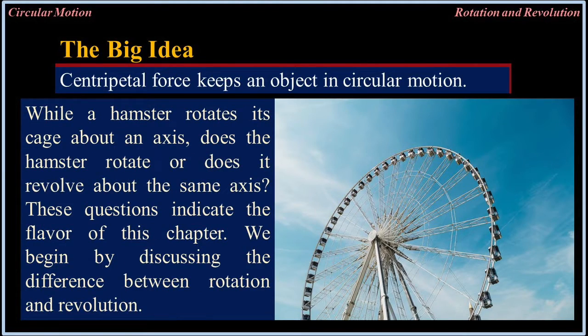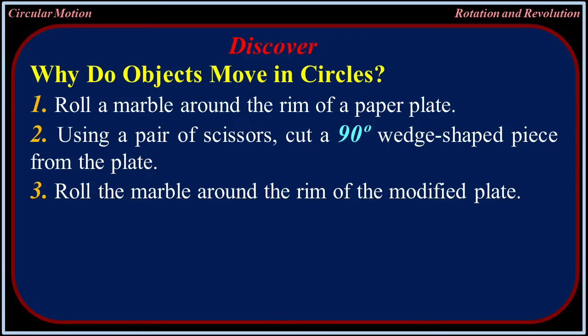While a hamster rotates its cage about an axis, does the hamster rotate or does it revolve around the same axis? These questions indicate the flavor of this chapter. We begin by discussing the difference between rotation and revolution. Rotation and revolution. Why do objects move in circles?